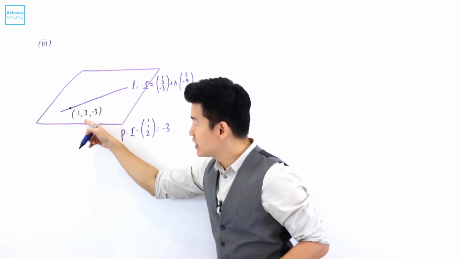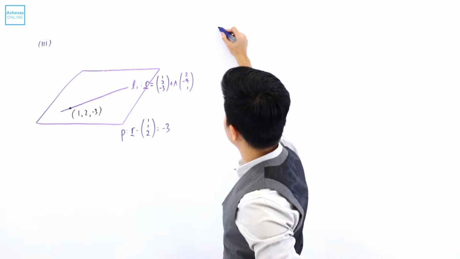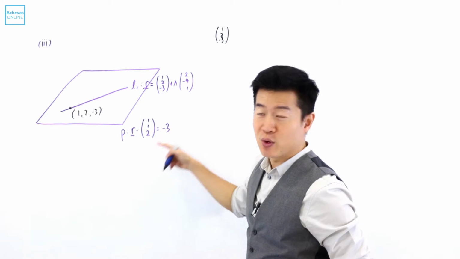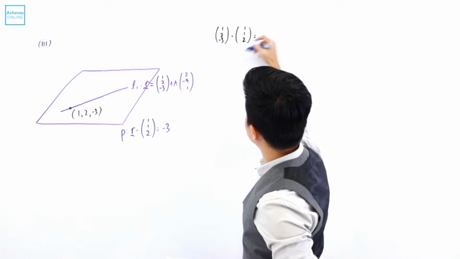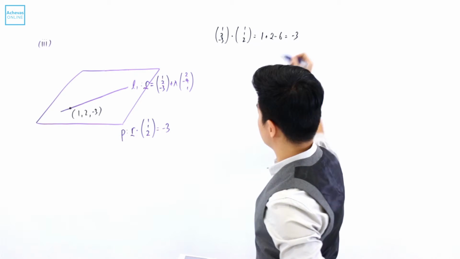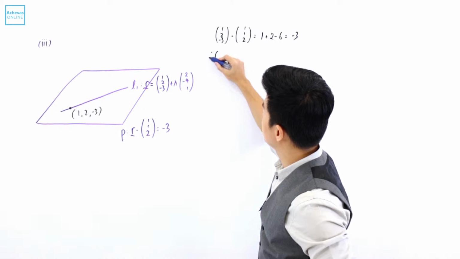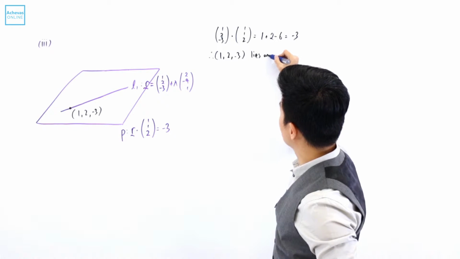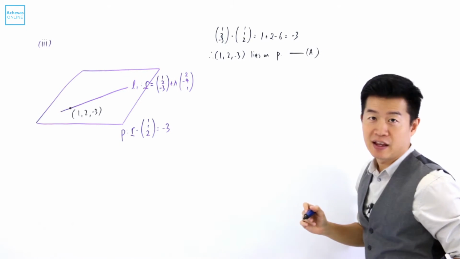So I want to check whether this point, which is already on L1, lies on P. To do that, I'm going to take its position vector, which is (1, 2, -3), and plug it into the equation of the plane. So this dot (1, 1, 2) is equal to 1 plus 2 minus 6, which is -3. What does this tell me? This tells me that the point (1, 2, -3) lies on the plane P. So this, I'm going to call my statement A.